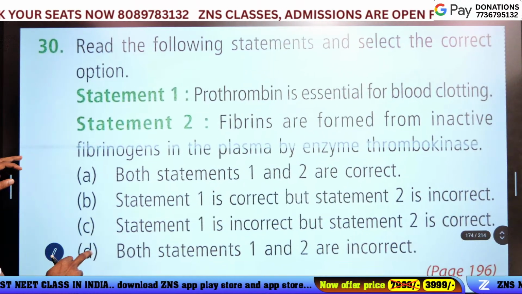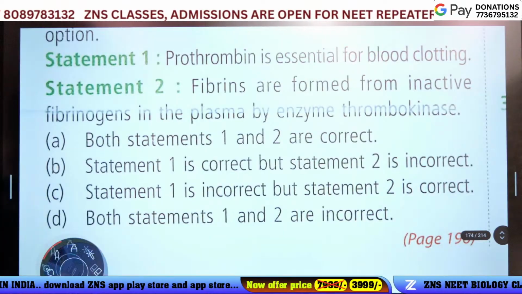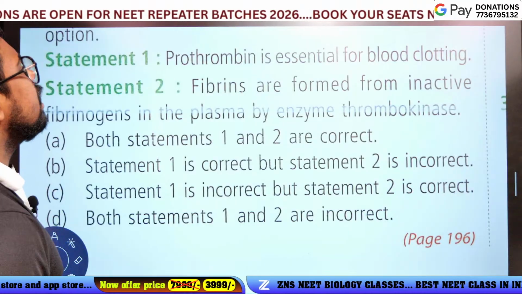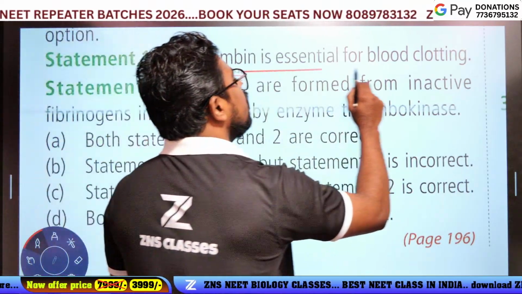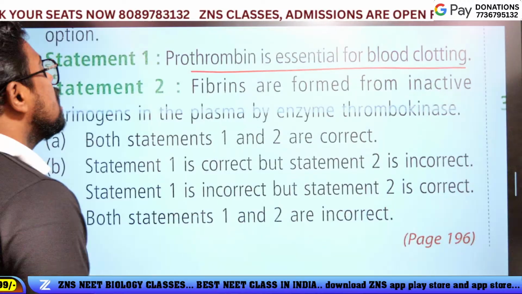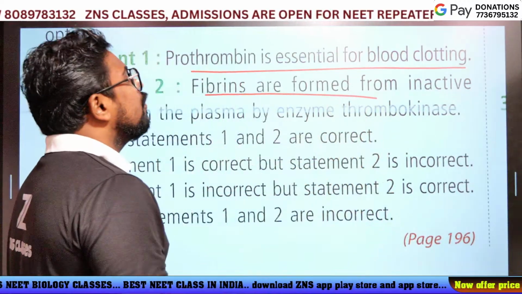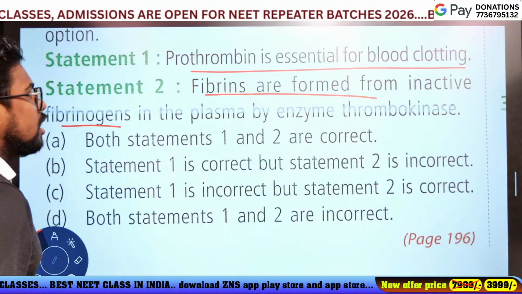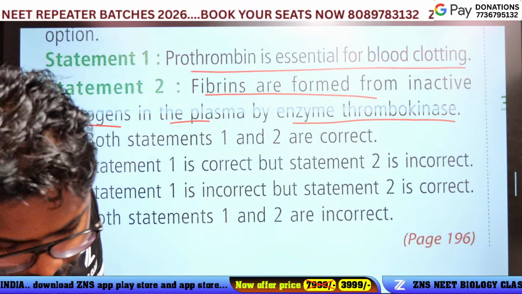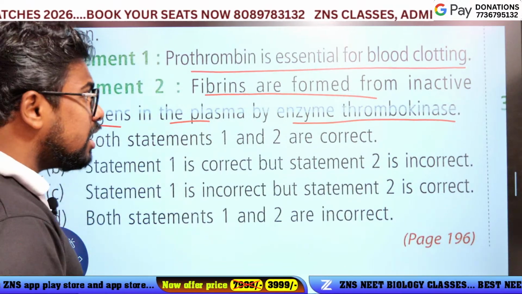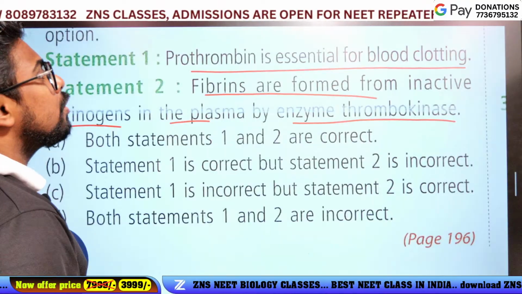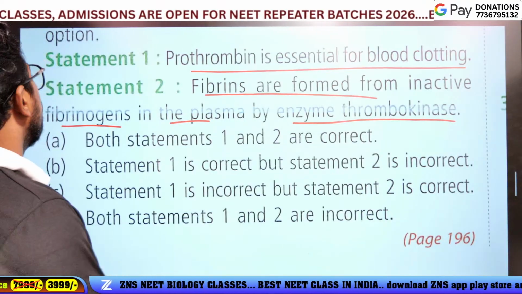Two statements are given. Prothrombin is essential for blood clotting. Correct, prothrombin is essential for blood clotting. The second statement: fibrin is formed from the inactive fibrinogen in the plasma by the enzyme thrombokinase. Statement 1 is correct.